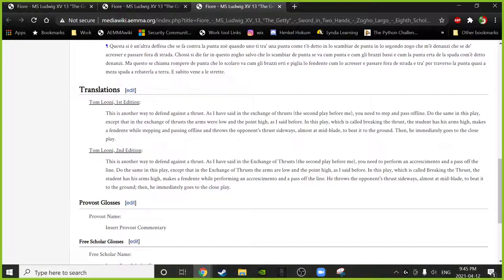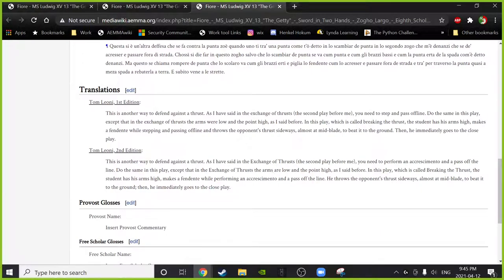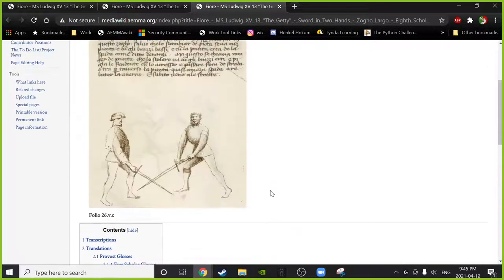explicitly. Right? At EMMA, my impression is that in the recruit curriculum, the breaking of thrust is often shown as something you might try and do if your exchange of point fails, which is definitely a valid place for it. But in the text, Fiore also says that you could choose to do it. And specifically, he says, the student has his arms high, I read finestra, la donna, something like that. He makes a fendente against the thrust while performing an accrescimento in a pass off the line. And in so doing, he throws the opponent's thrust sideways, almost at mid-blade, to beat it to the ground. And then he immediately goes to close play.